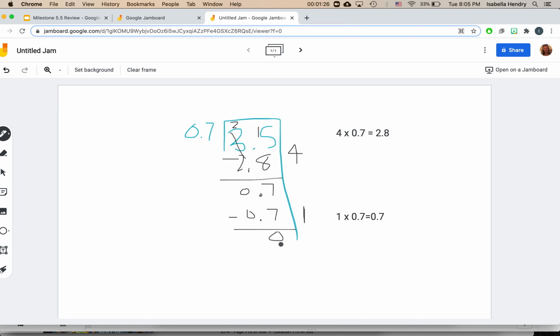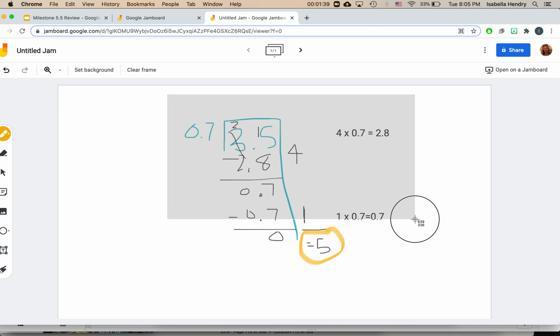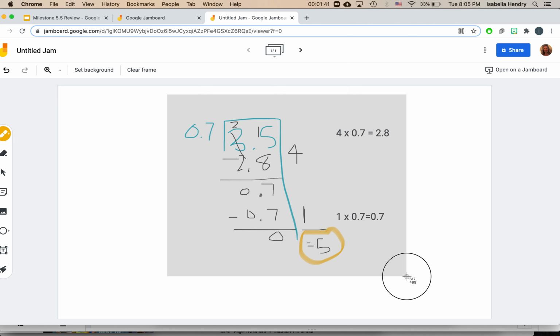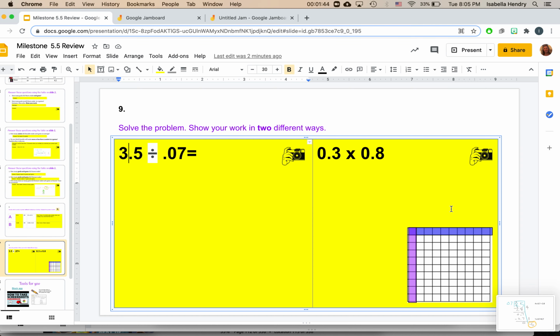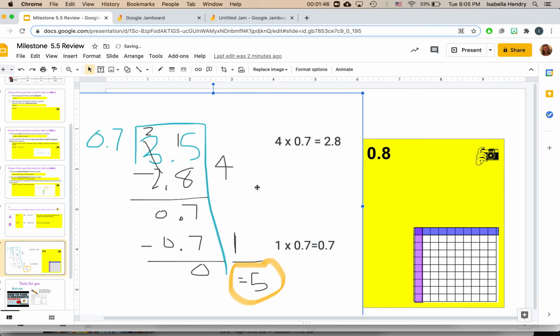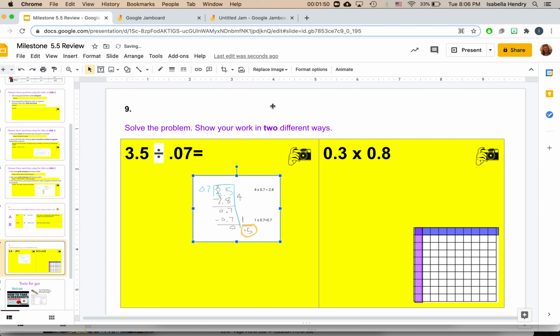Okay, so I've divided out all my numbers. Now I just add up over here, and my total answer is 5, because 4 plus 1 is 5. Ta-da! So that's a way you could use long division. Another way you could do it is you could use the blocks.